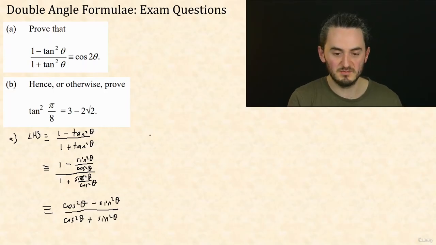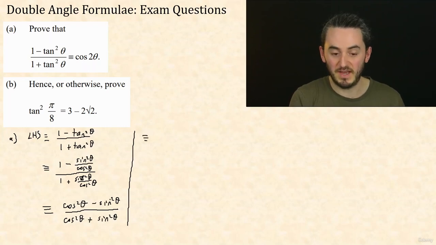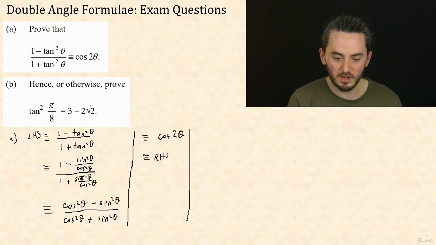Maybe you spotted where this is going now. So that numerator just is cos 2 theta. That just is one of the forms of cos 2 theta. And what's the denominator? It's 1. So we're done. It's cos 2 theta, and that's the right-hand side. So there's part A done.